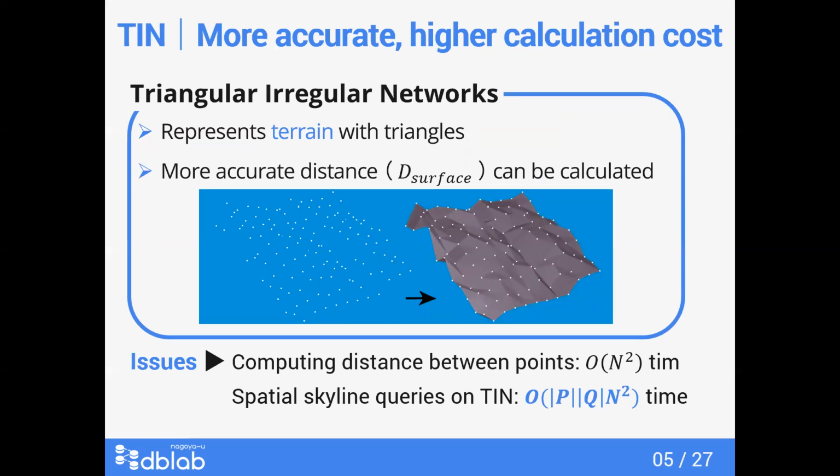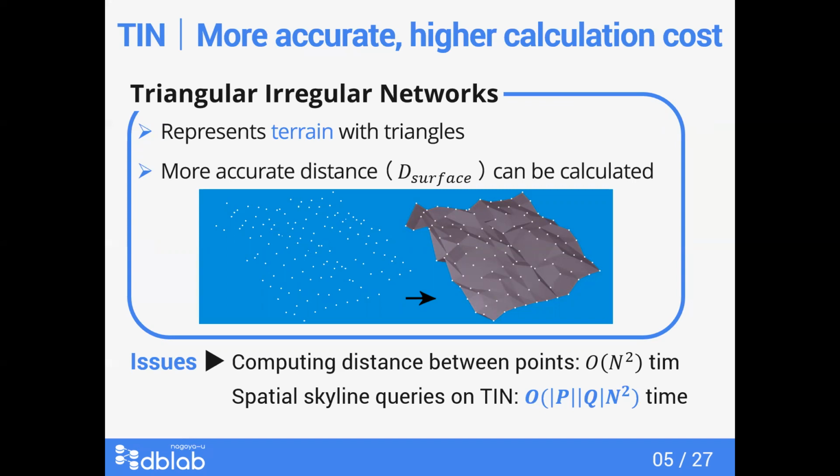TIN is network data that has surface information of the terrain represented by points in 3-dimensional space. Using the surface information, it's possible to calculate more accurate travel distance. However, the problem is the cost of calculating accurate travel distances. When the number of points representing a TIN is n, the cost of calculating the distance between 2 points is n squared times.